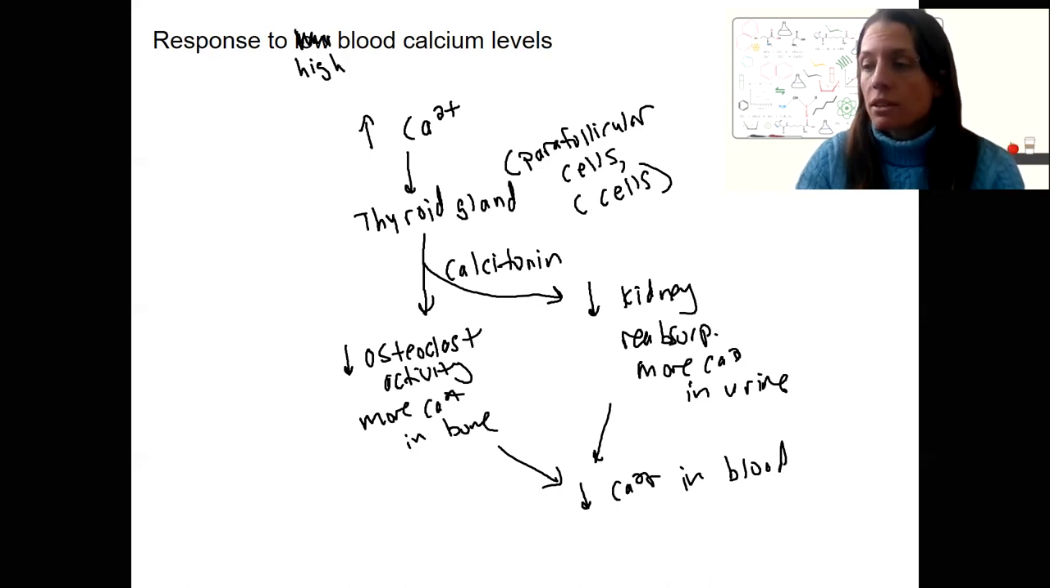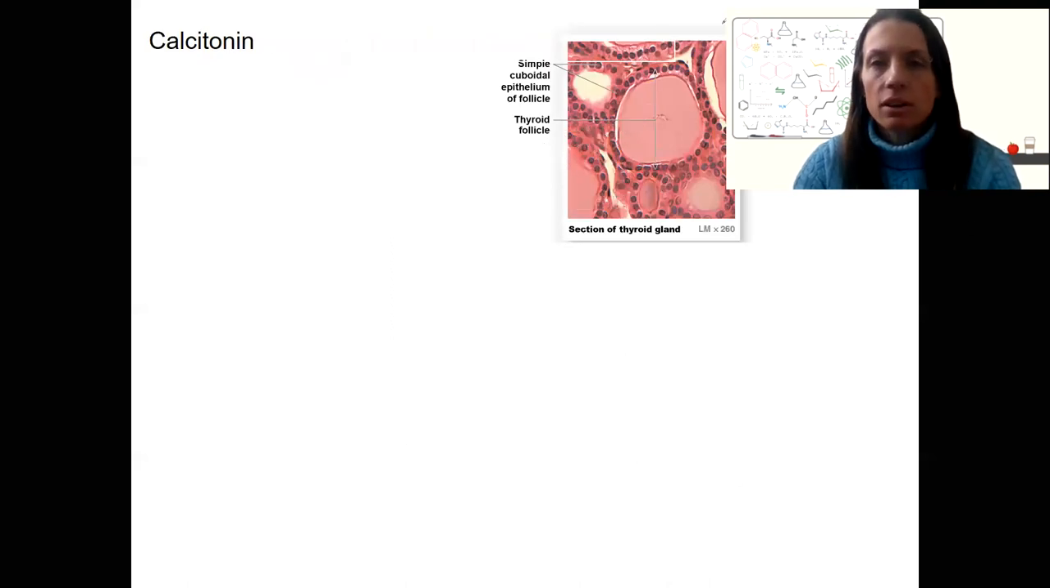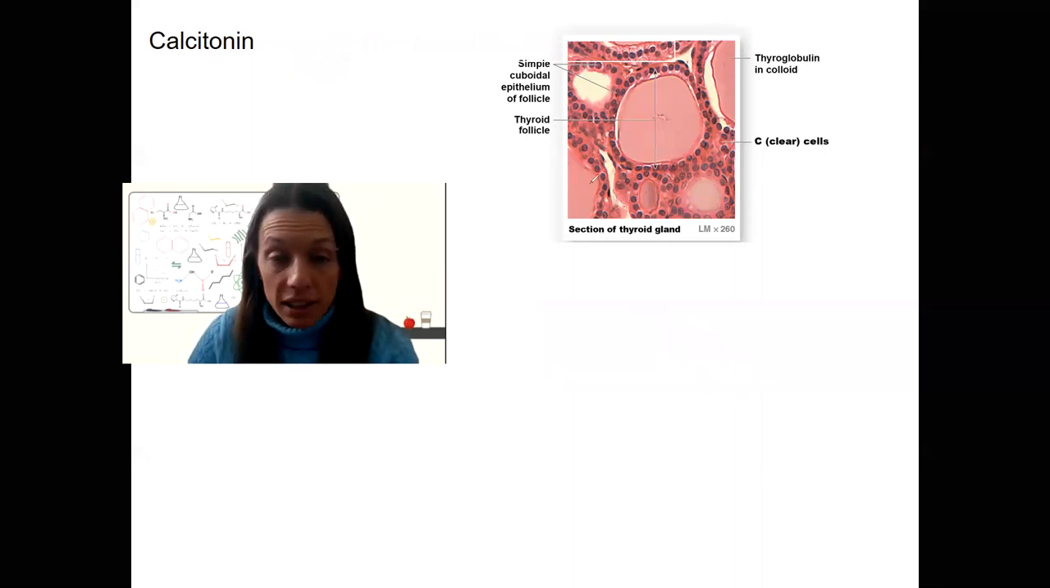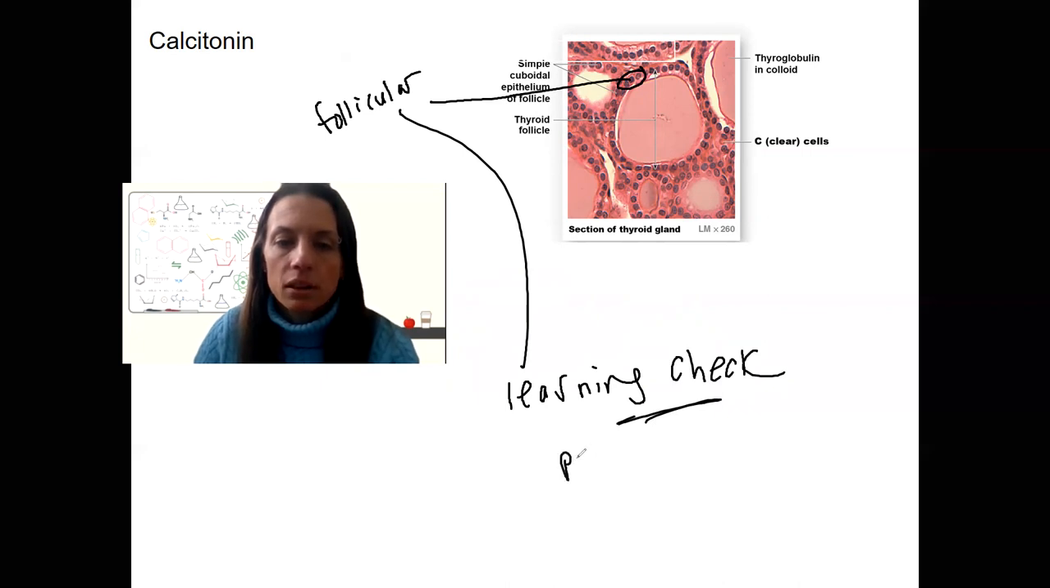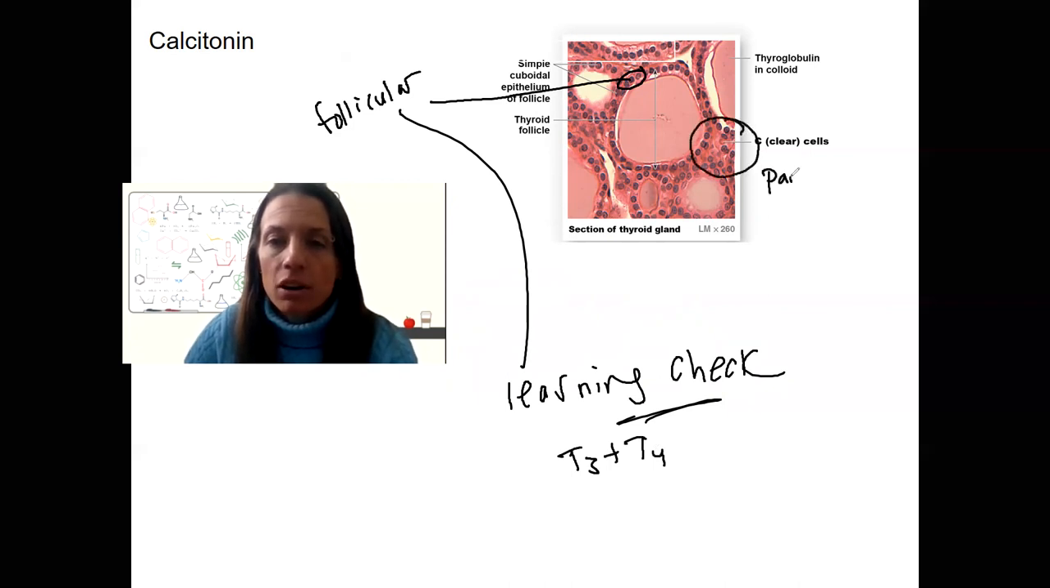Okay, so let's look at these cells. I should have shown them in the same picture, but here they are. So here is the thyroid gland, you remember? Here are the simple cuboidal epithelium that make up those follicular cells. What do these follicular cells produce? Learning check, write it down. What do they produce? They produce T3 and T4. What do these clear cells or parafollicular cells produce? Calcitonin, right? What does calcitonin respond to? High blood calcium. What do T3 and T4 respond to? Being cold, anything where you need to increase the metabolism.